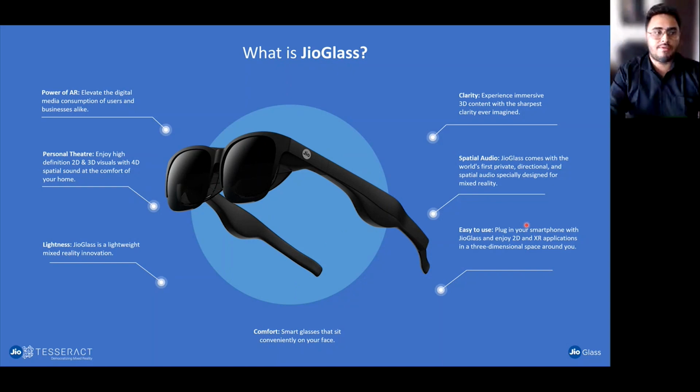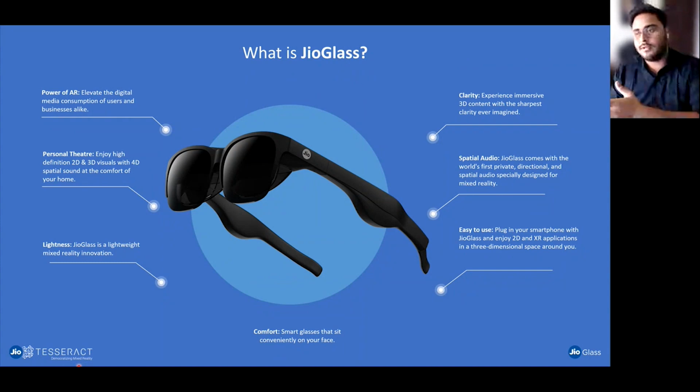If we were to look at some of the features or capabilities of JioGlass, we've got spatial audio, we've got 3D video content, and as and when you wear the JioGlass, there's this full-blown 150-inch screen that opens up in front of you. So this unlocks this entire world of possibilities that was previously not possible elsewhere.